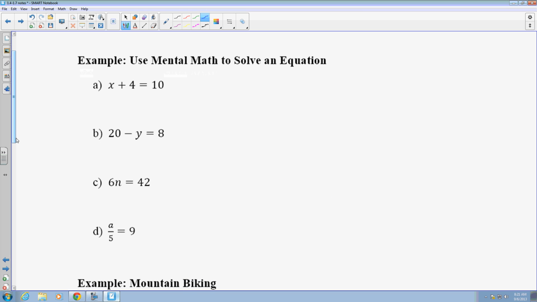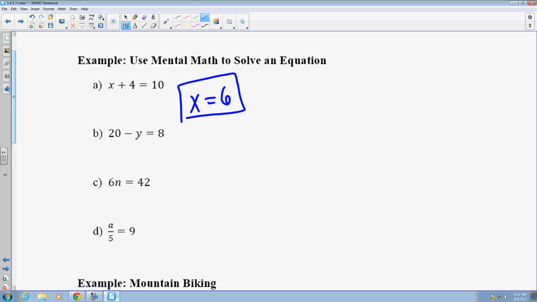Here, this is going to be the easiest part of this whole section, using mental math to solve an equation. We're just going to question ourselves, what is the missing variable? What is that number? So what plus 6 gives us 10? 6. And you can always plug your answer back in to check the answer to make sure that it's correct. But these are all mental math, so they should be pretty straightforward.